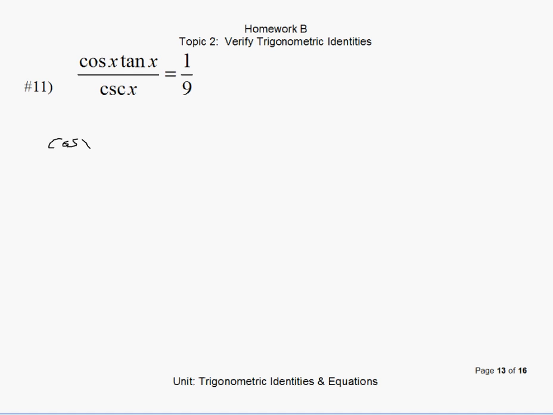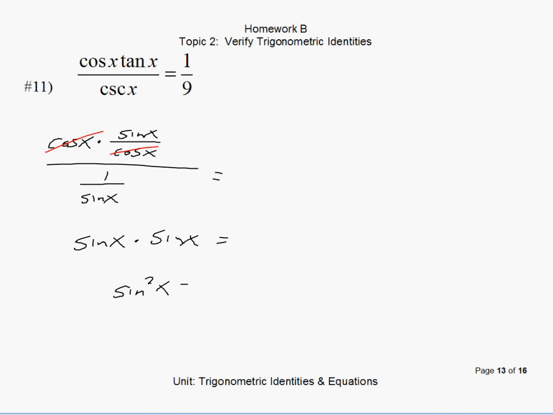Number 11, change everything to terms of sine and cosine. Cosines cancel. Instead of dividing by a fraction, multiply by the reciprocal, and you get sine squared is 1/9. Therefore, sine of x is 1/3, plus or minus, of course. Once again, this is one answer of 12 because it's plus or minus. So if you get a different answer than this, check the answer key and see if you got it right.